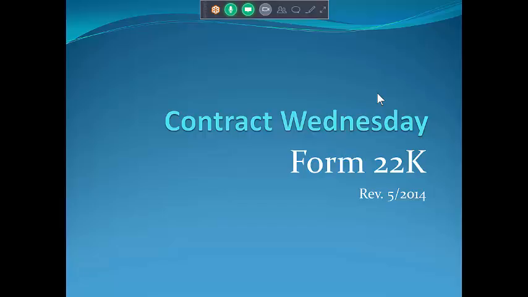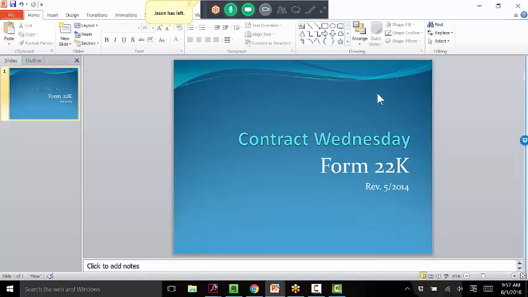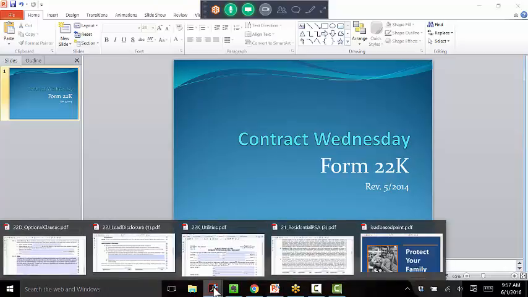Today we're going to cover Form 22K. The version is from May of 2014, and this is the utilities form. So we're going to go ahead and dive right into it, and let's take a look here.